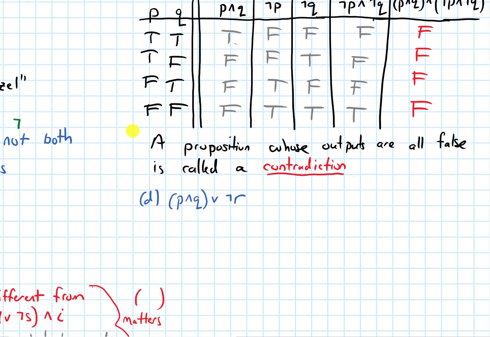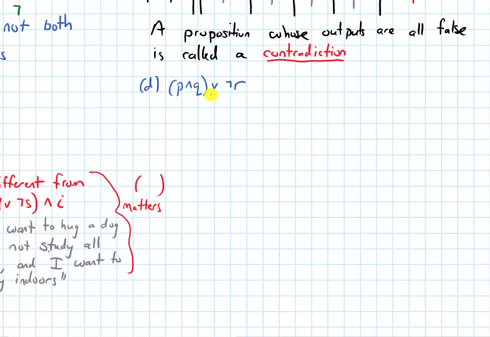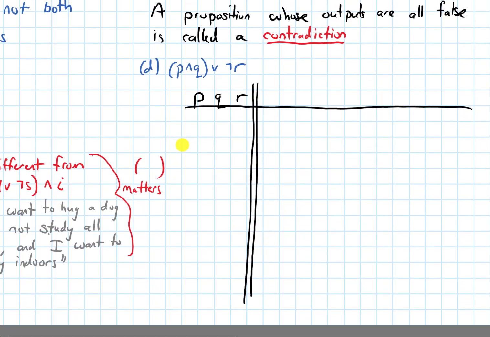So let's do one more, part D, where I have P and Q in parentheses, or not R. So there's three basic propositions that go up into making this one. There is a P, a Q, and an R. So I'm going to put all of those on the left-hand side of two vertical lines.